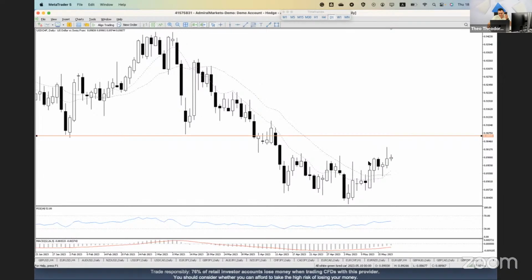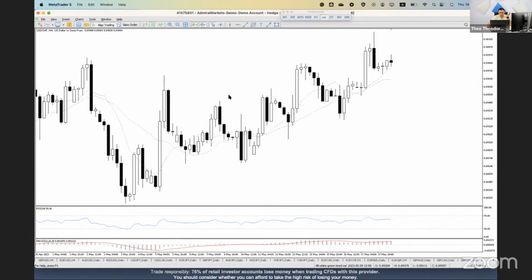On the daily chart, we start seeing this bottom, round bottom behavior, and that's a reversal pattern. So what do we do? We have this disagreement between the daily and the weekly.